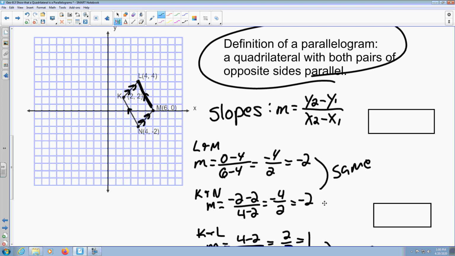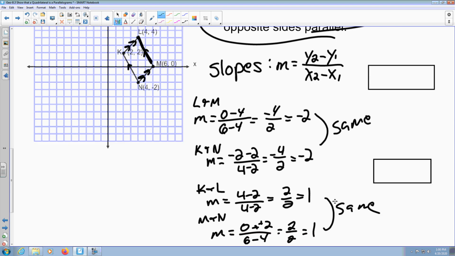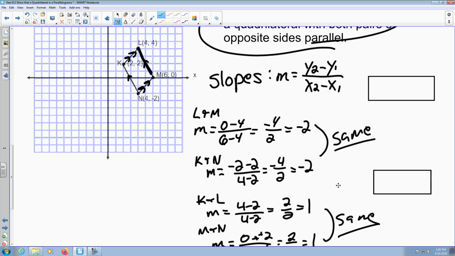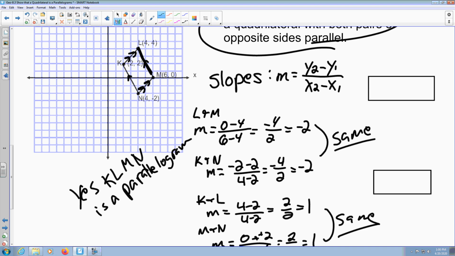Because of the slope value of each of the opposite sides, I can say that yes, KLMN is a parallelogram. And that is being able to show a quadrilateral is a parallelogram. Hope this helps. Till next time.